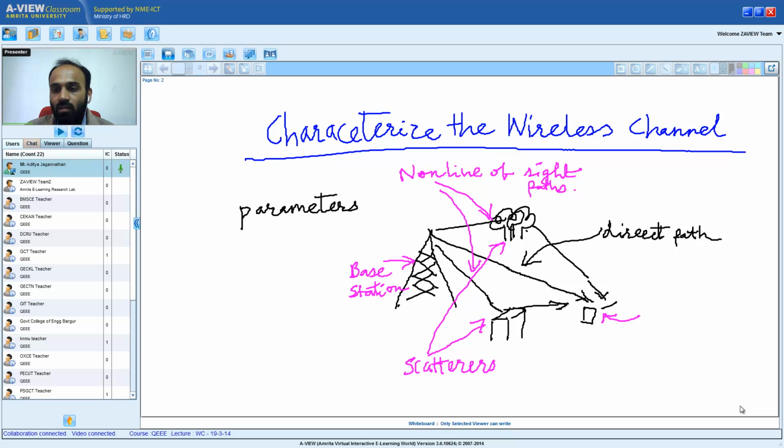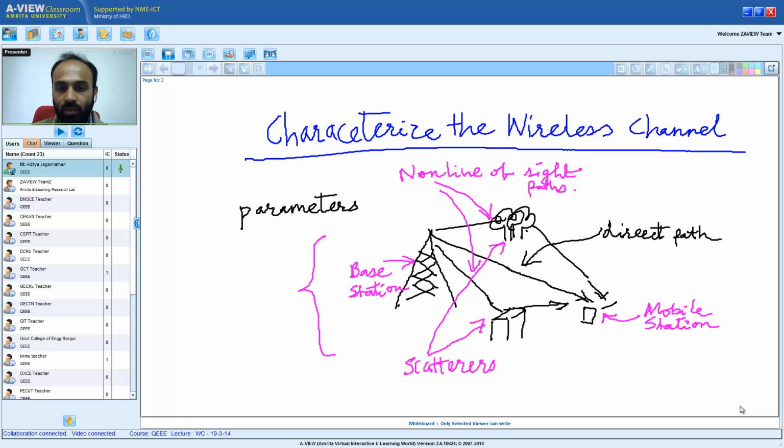This is the mobile station, and what we have is several non-line of sight paths which are arising because of the scatterers in the path of propagation. So we have several non-line of sight paths which are arising because of the scatterers. Remember, this is also known as multipath propagation.